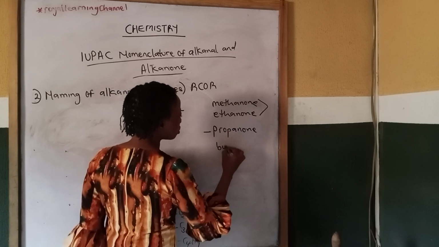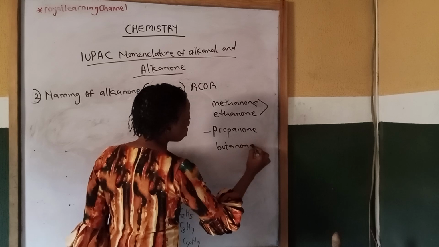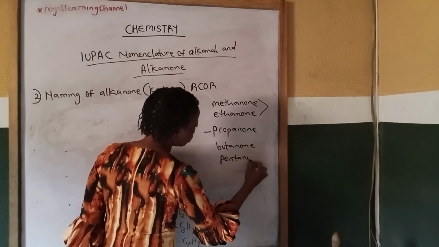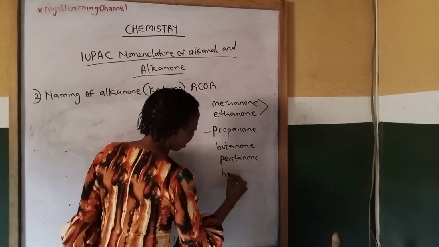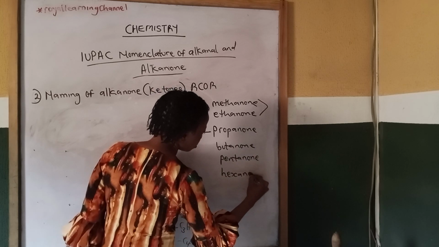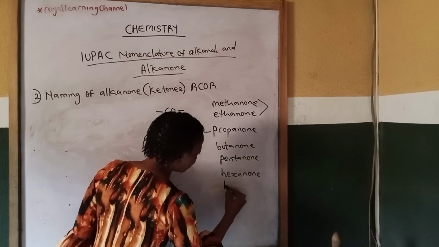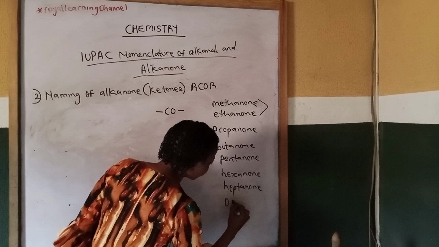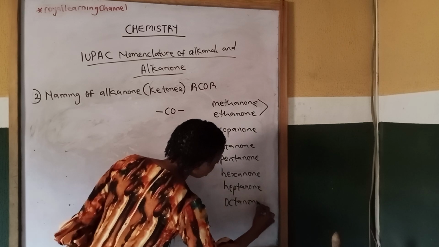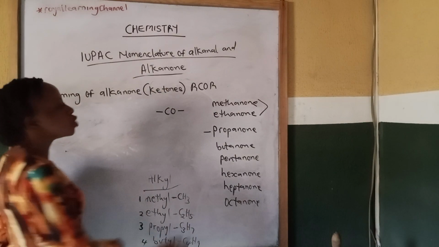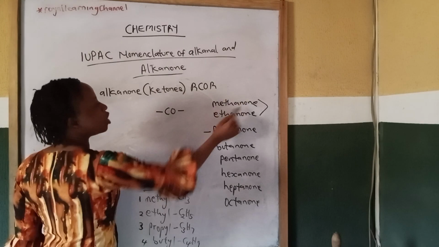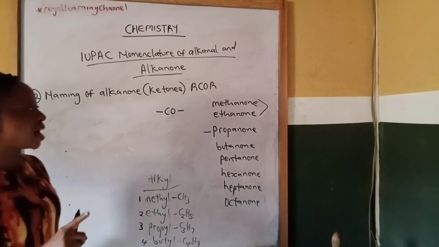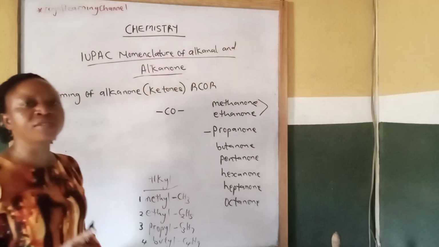then butanone, pentanone, then hexanone, heptanone, octanone, nonanone, and decanone. So there is nothing like methanone and ethanone. That is, under alkanone, methanone and ethanone do not exist.